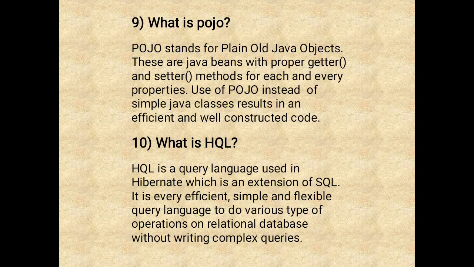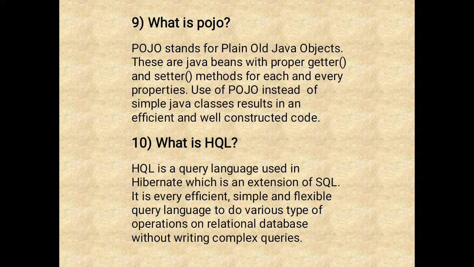The next question is, what is POJO? POJO stands for plain old Java objects. These are Java beans with proper getter and setter methods for each and every property. Use of POJO instead of simple Java class results in an efficient as well as well-constructed code.